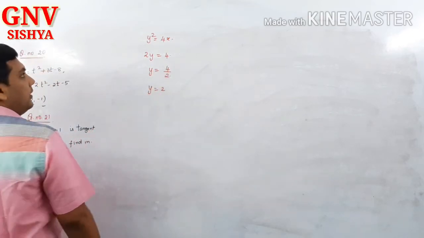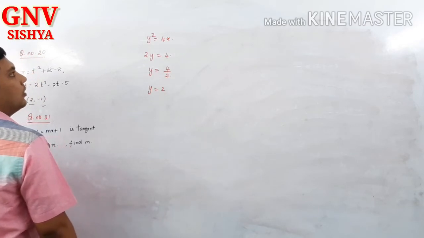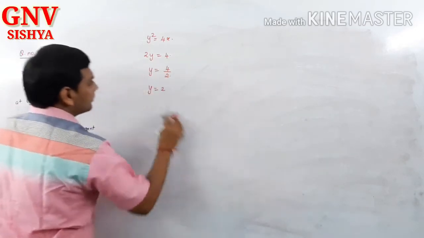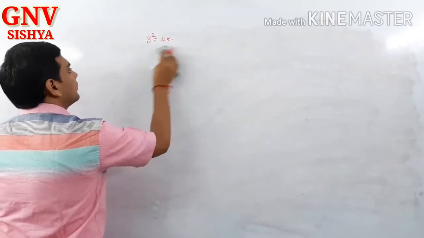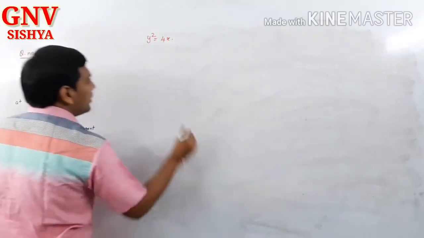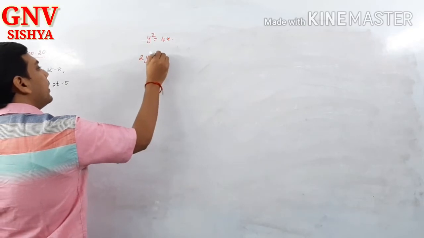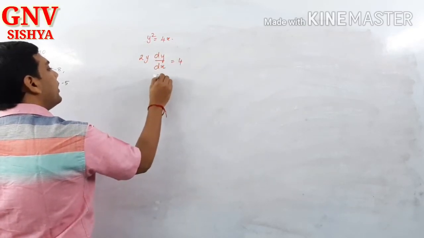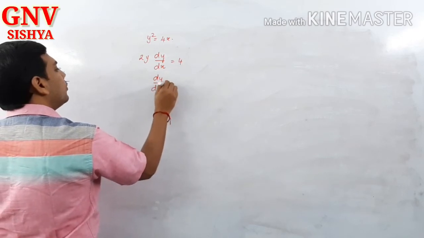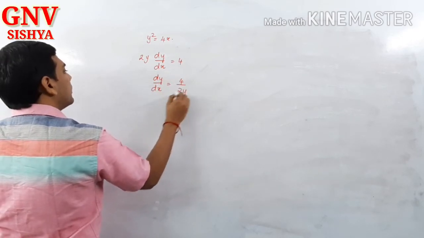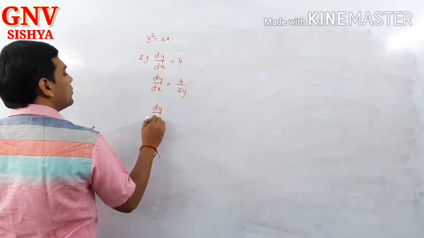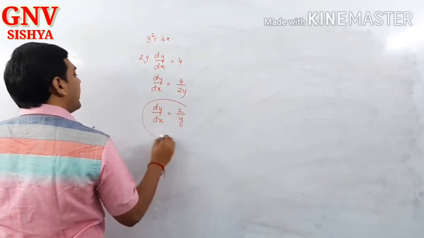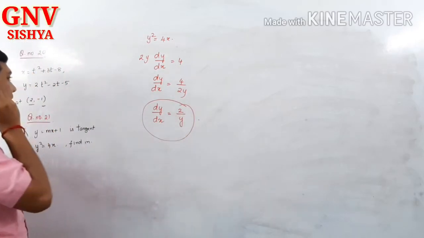Sorry, 2y dy by dx. Now listen. If I differentiate, I'll get 2y dy by dx is equal to 4. Correct? So dy by dx is equal to 4 by 2y, that is dy by dx is equal to 2 by y. So if I know the value of y, I can get the answer. Am I correct? Yes. Okay.